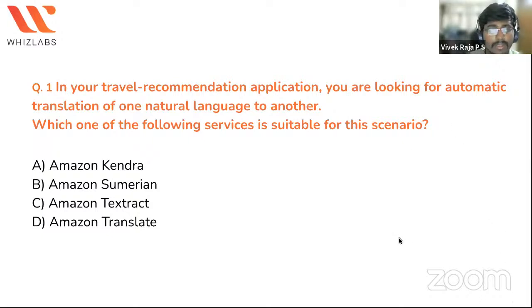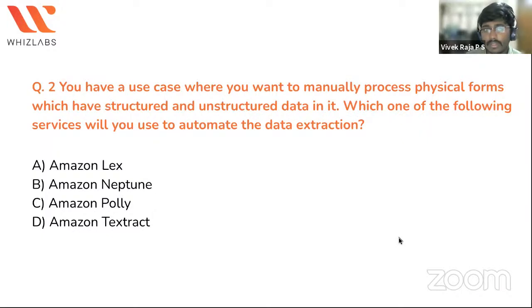So the second question is, you have a use case where you want to manually process physical forms which have structured and unstructured data in it. Which one of the following services will you use to automate data extraction? Is it Lex, Neptune, Polly, or Textract?